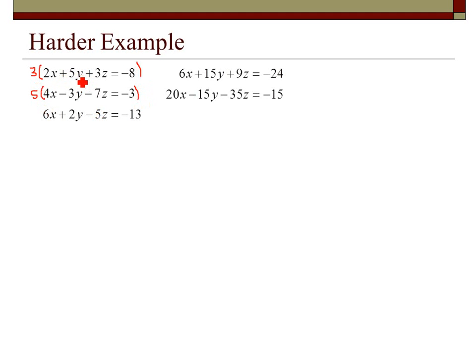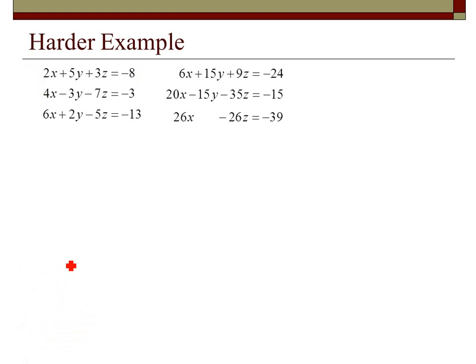So I got 6x plus 15y plus 9z is equal to -24, and 20x minus 15y minus 35z is equal to -15. Then go back and check, because the most common mistake that gets made is forgetting to multiply the constant that's out here. So make sure you do that. Now when I add these together, I get 26x, the y is canceled, I get negative 26z is equal to negative 39.